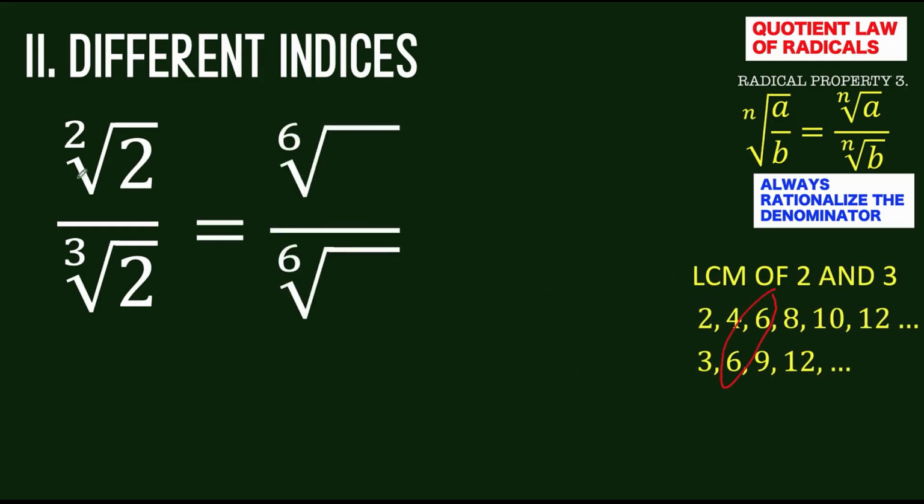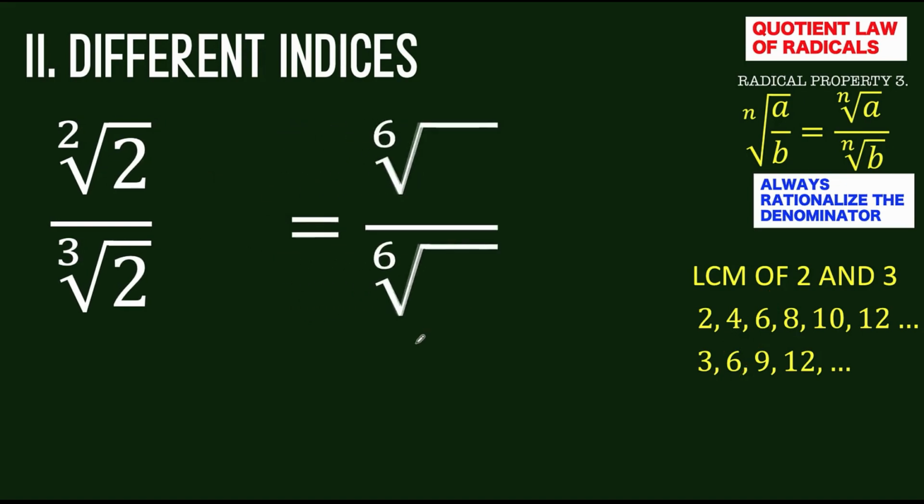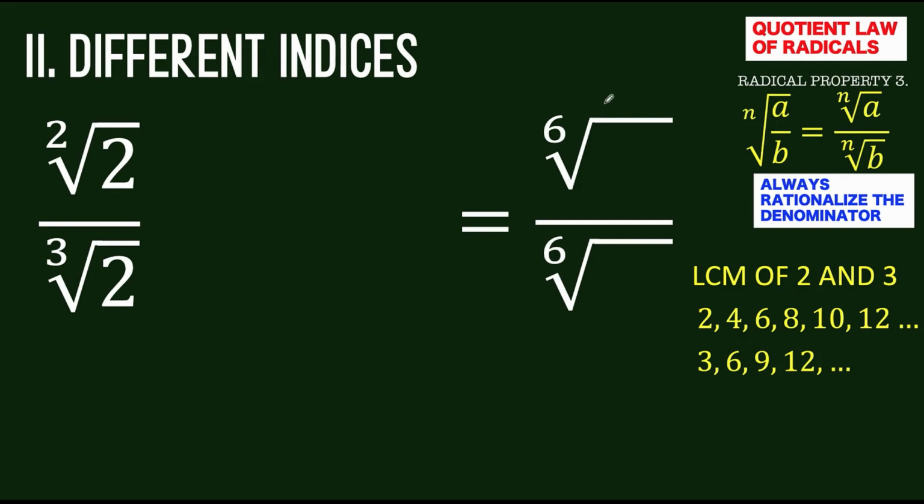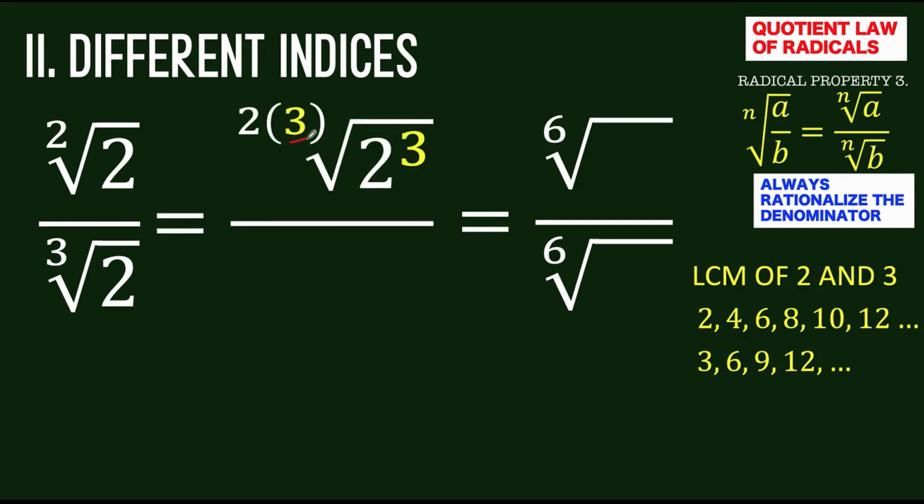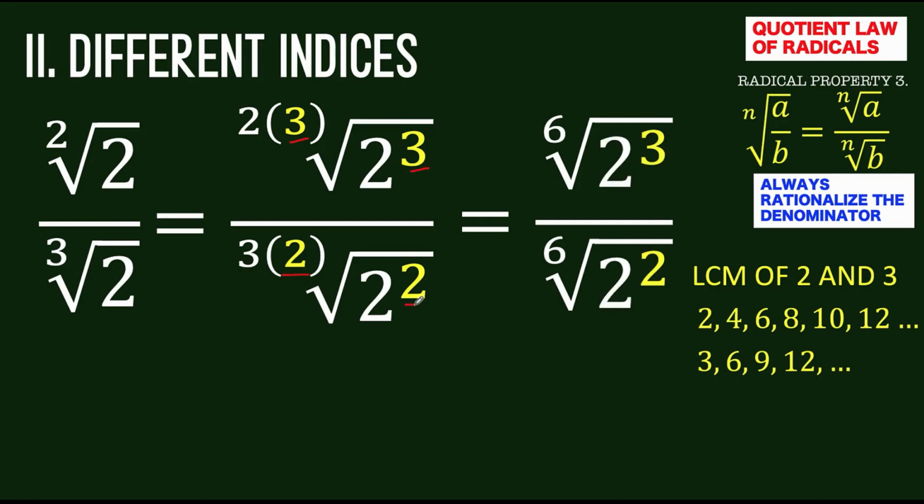So we want now to write this as the sixth root of something divided by the sixth root of something. The same with multiplication. In order to get the sixth root here, we need to multiply this 2 by 3 to get 6. So multiply the index by 3, but multiply also the exponent of the radicand by 3. For the denominator, for this 3 to become 6, we have to multiply by 2. So multiply the index by 2 and multiply the exponent of the radicand by the same number 2. In that way, both are in the sixth root now. So we have the sixth root of 2 cubed over the sixth root of 2 squared.